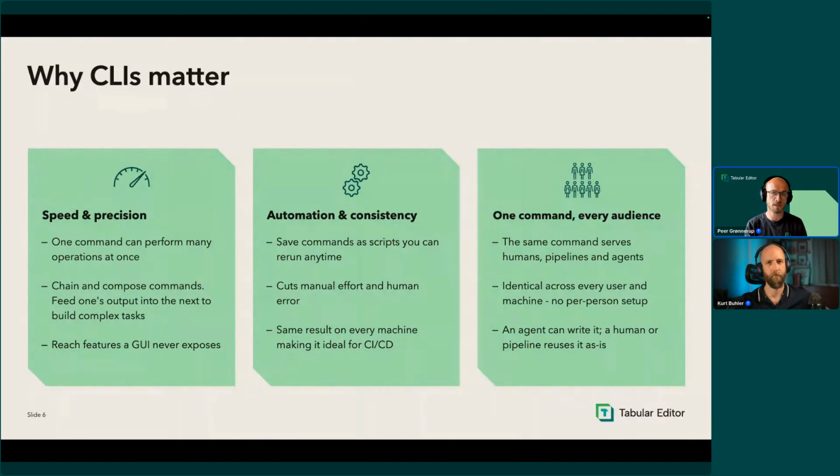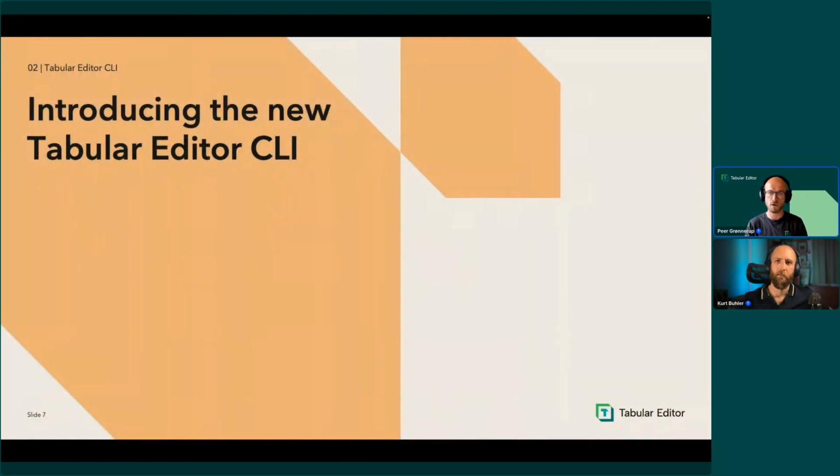And talking about consistency and reusability, the fact that you have a CLI that caters for all of the different personas enables you to have the identical command that you run as a human also be the command that you run as an agent or in a CI/CD pipeline. So the CLI commands that an agent might generate can also run from a human perspective. And with that, Kurt, I think we set the scene for a CLI. So maybe we should introduce our version of the new Tabular Editor CLI.